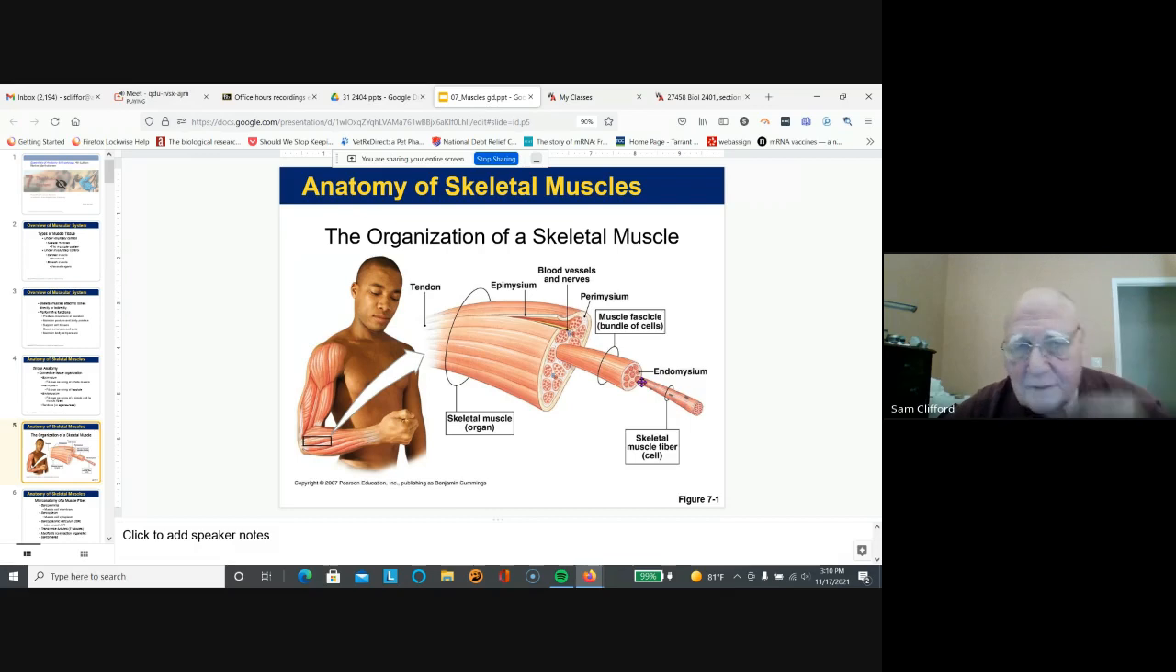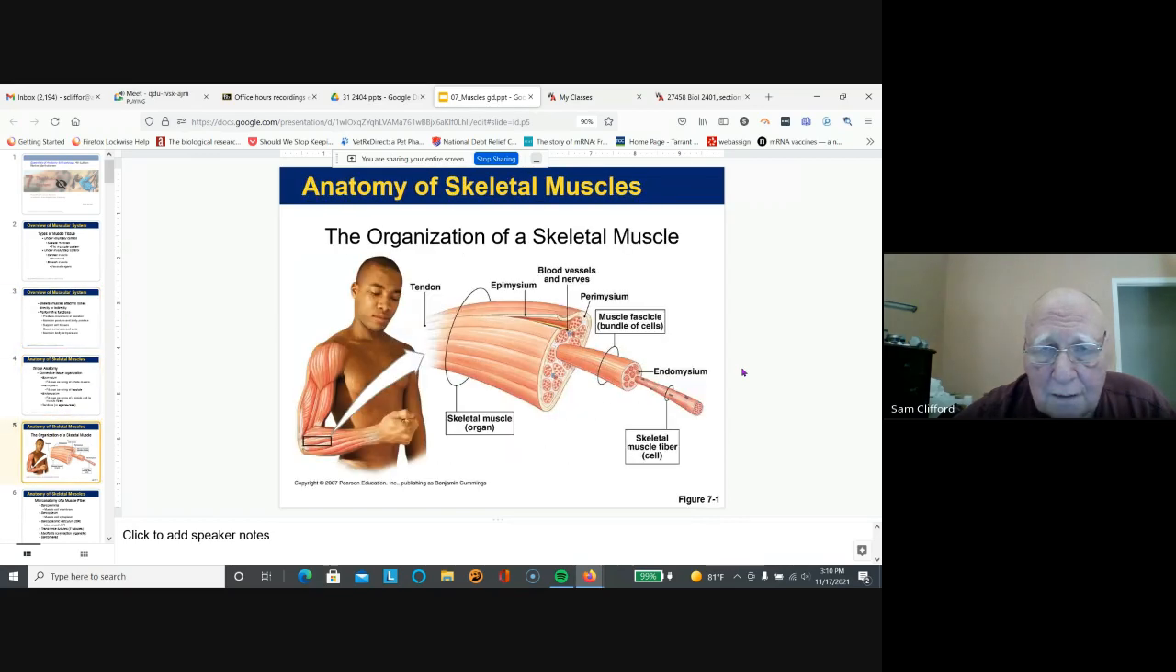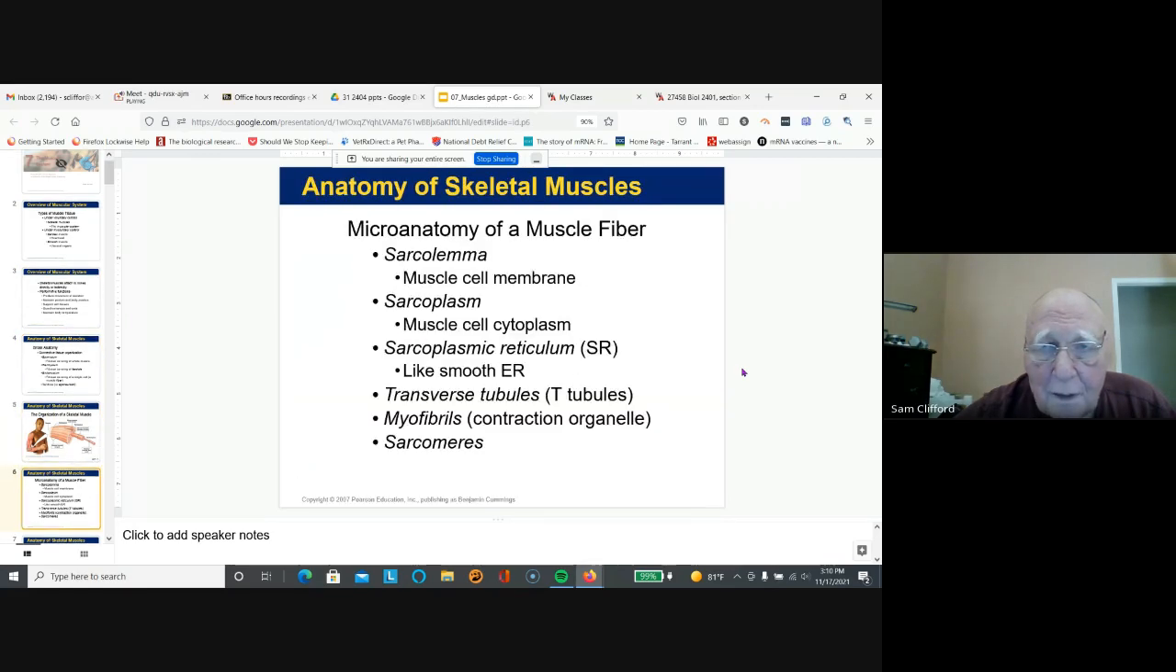These long filaments, that's what muscles are, filaments of fibers that can contract. That's all muscles do. They don't push, they pull. Okay, so I want to review that.